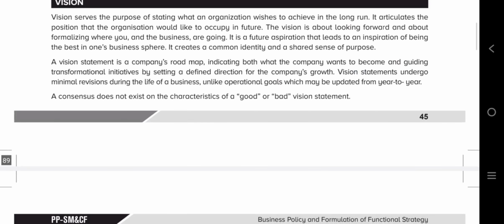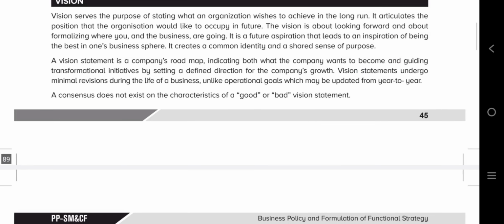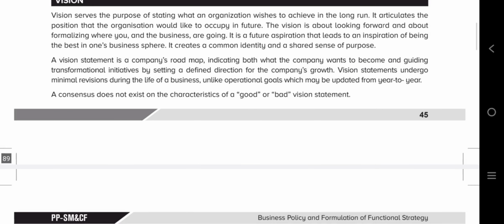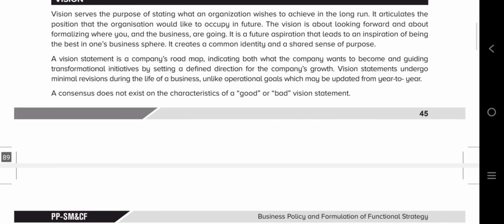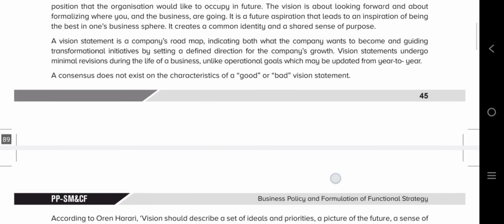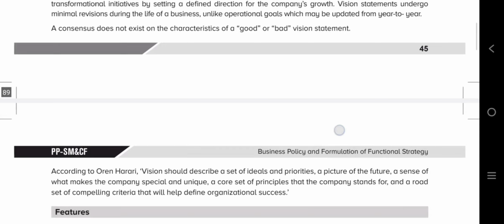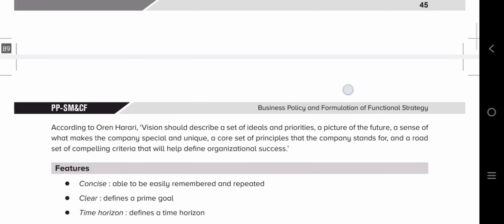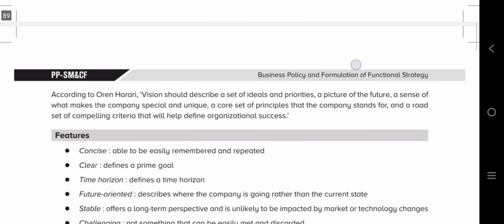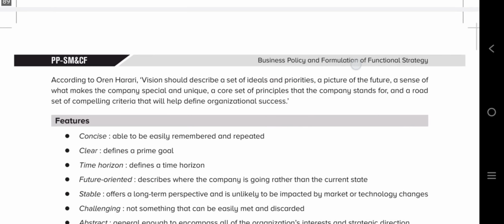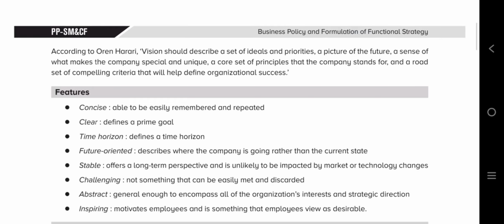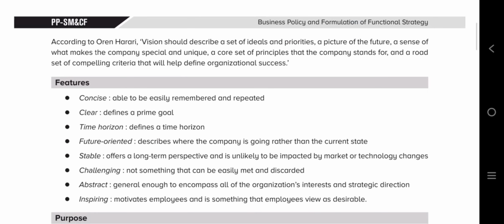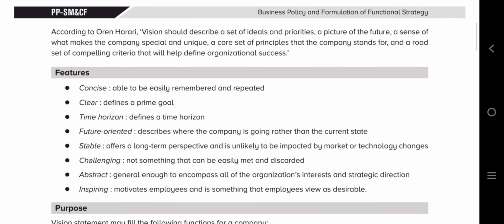Vision says where you want to be, and mission says how you will get where you want to be. Second, vision answers the question, where do we aim to be? And mission answers, what do we do? What makes us different? Third, the vision statement talks about the future, whereas the mission is about the present leading to the future.